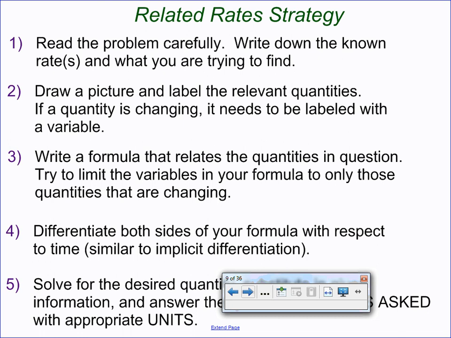2, we'll draw a picture and label with relevant quantities. If some quantity is changing, it has to be labeled as a variable. Only if a particular quantity is constant throughout the course of the entire problem can we ever label with a constant.